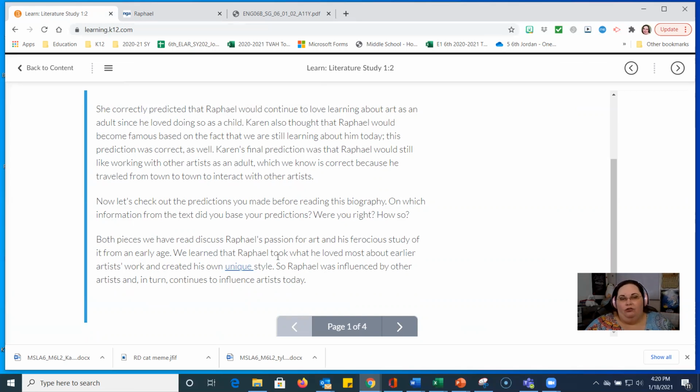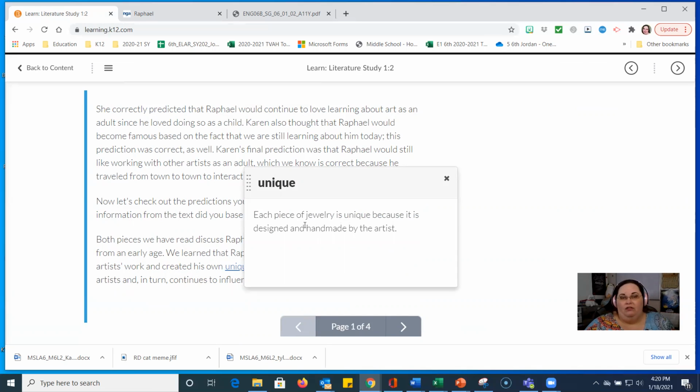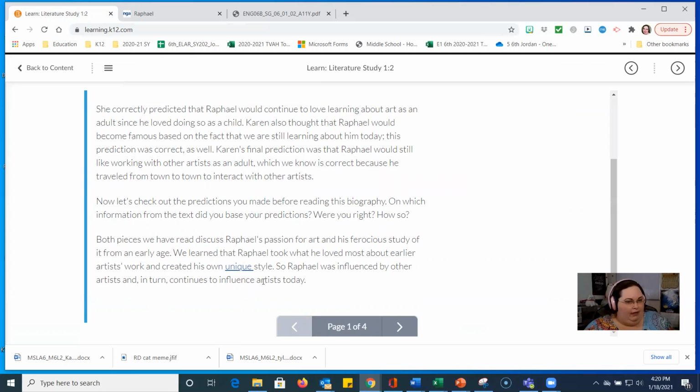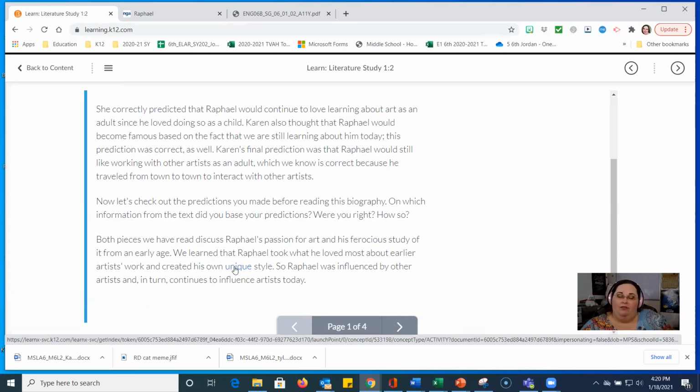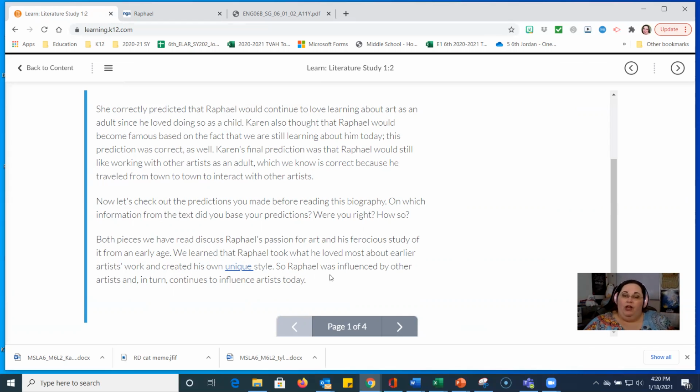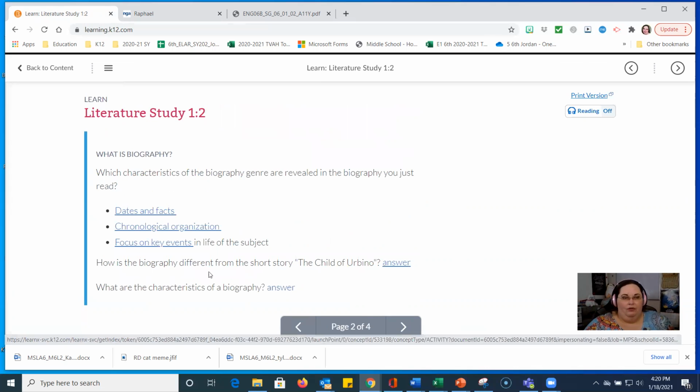We learned that Raphael took what he loved most about early artists' work and created his own unique style. Unique means each piece of jewelry is unique because it's designed and handmade by the artist. What do you think unique means? If you don't know, go look up the definition in an online dictionary. So Raphael was influenced by other artists and in turn continues to influence artists today. All right, we have more on this slide. We're going to go to page 2.